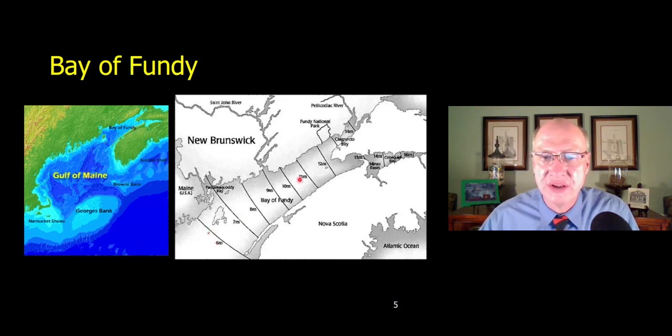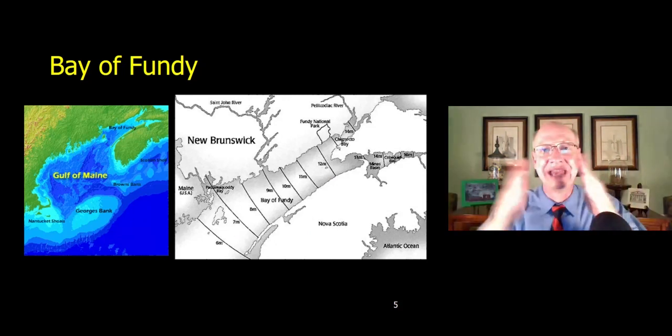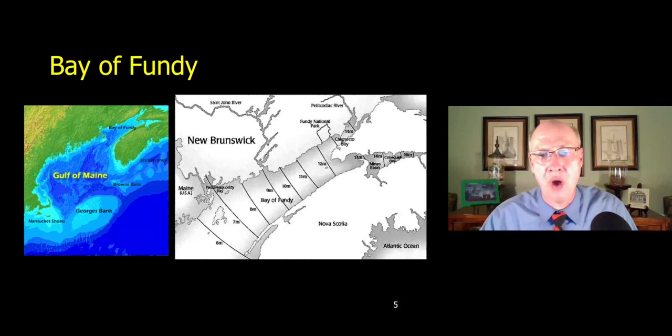And as it gets funneled up into the Bay of Fundy, the bay gets shallower and shallower as you get higher and higher. And it also gets narrower and narrower. So all that water that came into the Gulf of Maine, as it gets funneled up the Bay of Fundy, it has no place to go but up, because the bay is getting shallower and it's getting narrower, and that pushes the water upward.